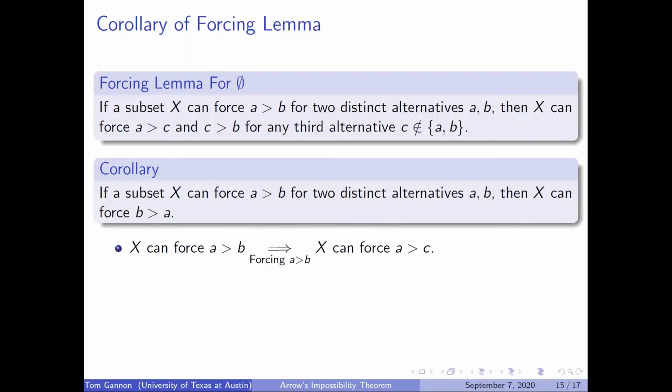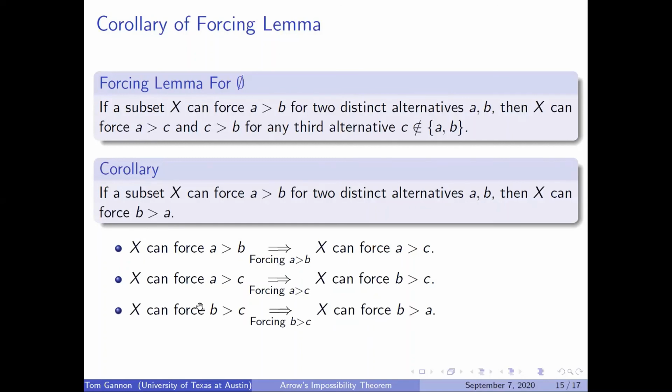So proof. Let's assume X can force A over B. So by the forcing lemma for the empty set, X can force A over C, where C is a third alternative. Because X can force A over C, by the forcing lemma for A over C, then X can force B over C. And because X can force B over C, by the forcing lemma for B over C, then X can force B over A. I just spammed the forcing lemma 3 times, and I was able to reverse the order. If X can force an alternative A over an alternative B, then X can force an alternative B over an alternative A.